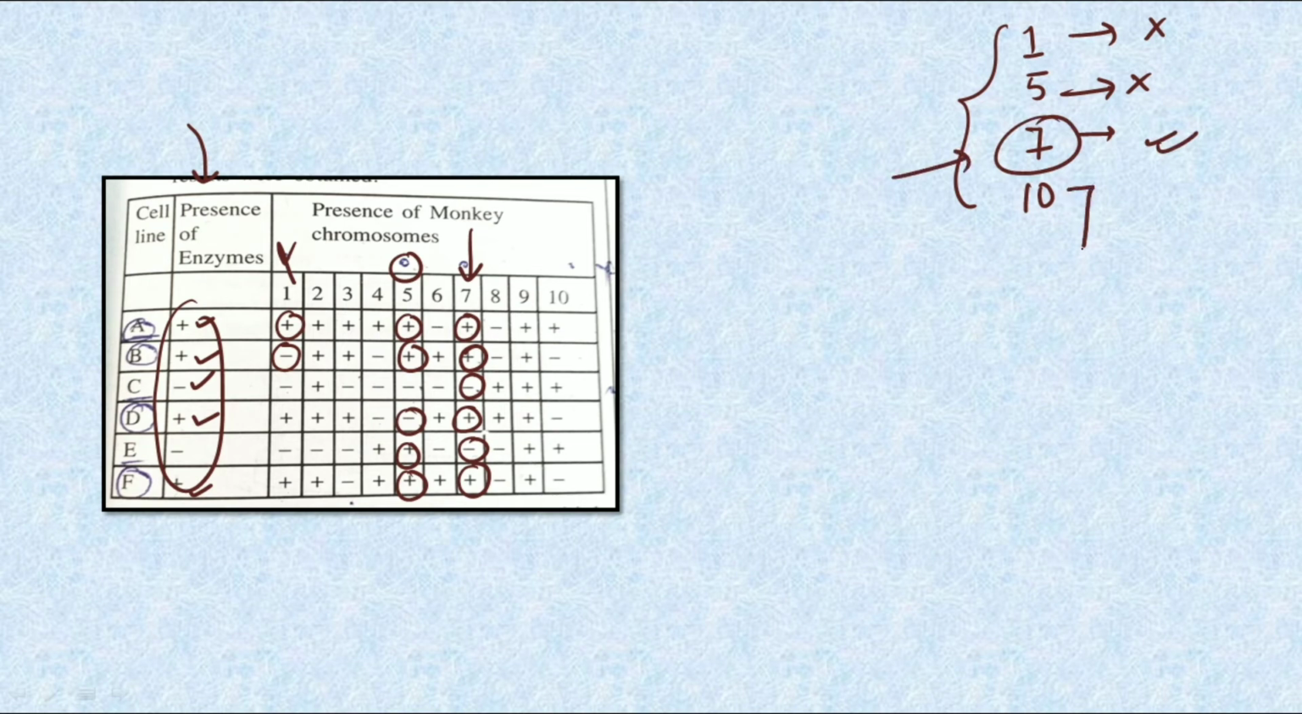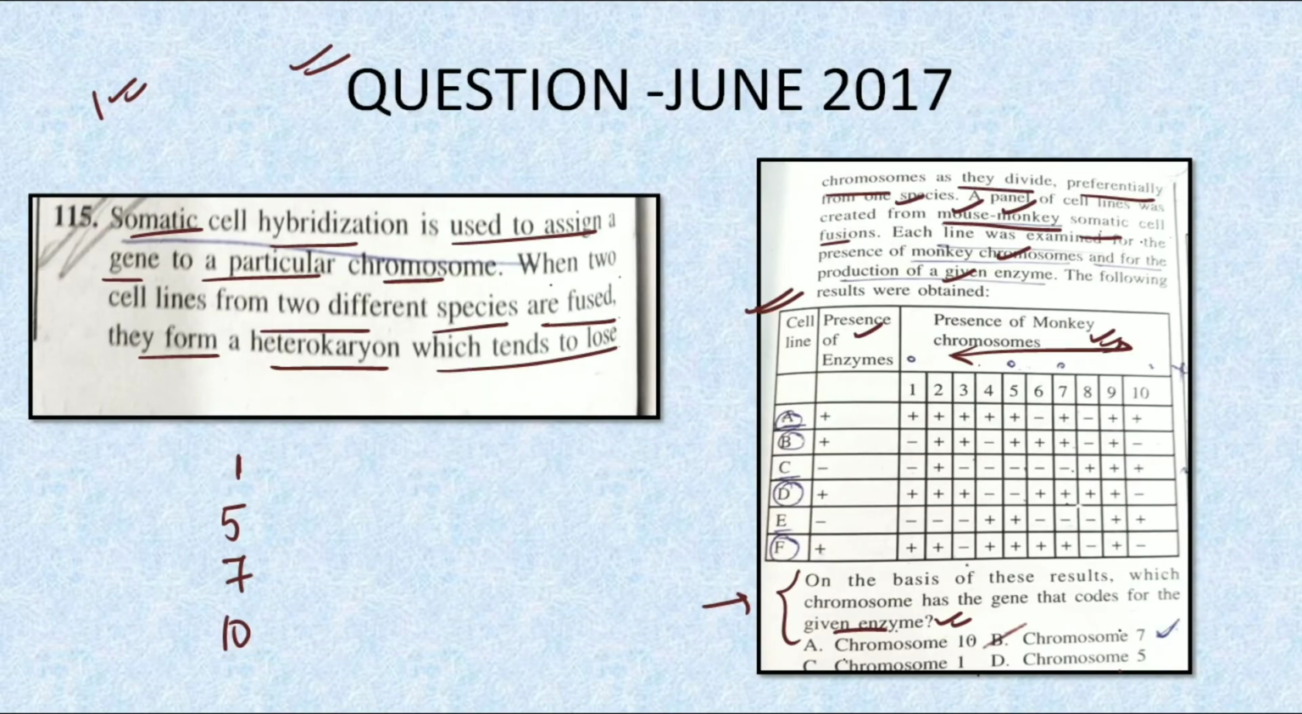For better understanding, in chromosome number 10 we have cell line A, cell line C and cell line E. It is not the result of the enzymes that we are focusing upon. Hence chromosome number 10 cannot be the answer. Chromosome number 7 has the exact cell line presence and absence as in the case of the enzyme that we are analyzing. Hence chromosome number 7, that is option B, is the correct answer.